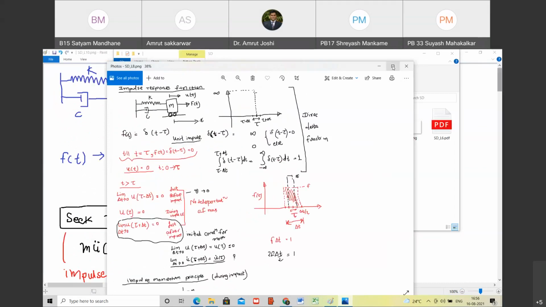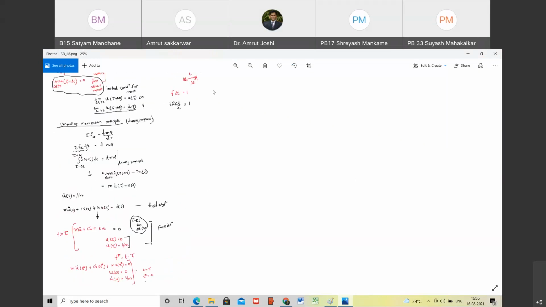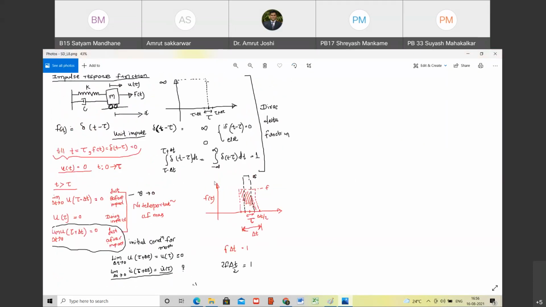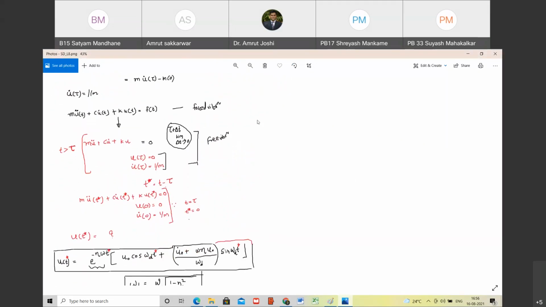Yes. So that's what we have done. See, we have a unit impulse acting here. So f of t, if it is a unit impulse at time tau, then what is the response of the system? That response we have found out.